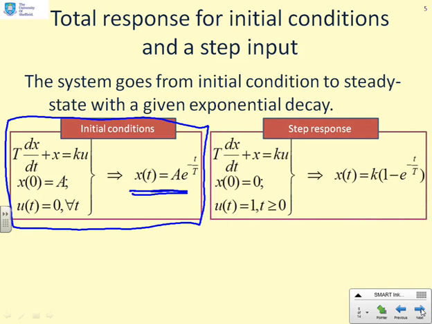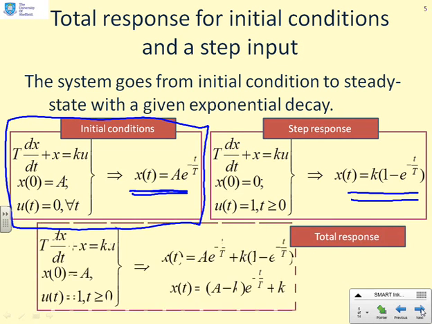Okay, what if we had a 0 initial condition and a step input? Then we got a response like this: x of t equals K times (1 minus e to the minus t over T). So therefore, if we want to find the response with a step input and a non-zero initial condition, we just add these two together. So here we go. You'll see the total response written down here. There's the bit that came from the left-hand box, if I draw an arrow to show where it's come from. And there's the bit that's come from that box. So we've simply added the response for a non-zero initial condition, no input, to the response for a step input with a 0 initial condition.